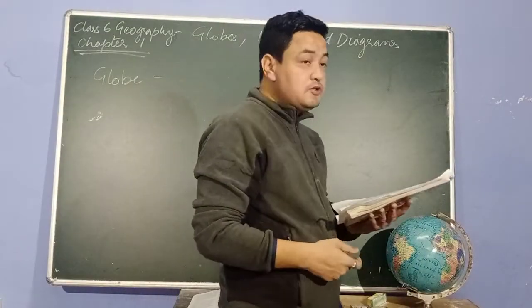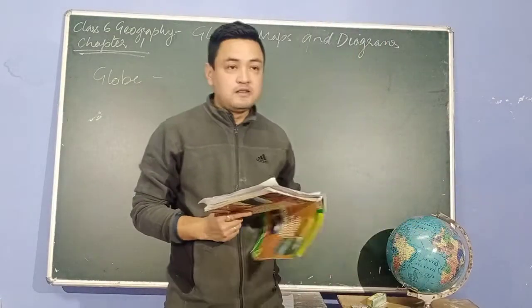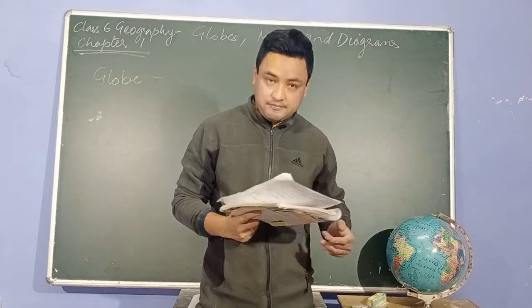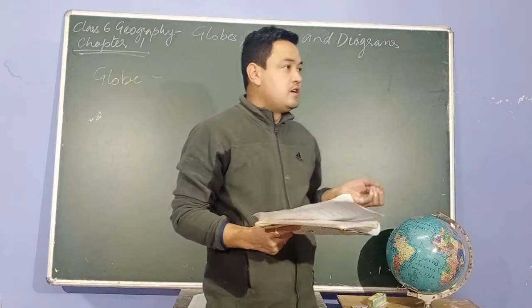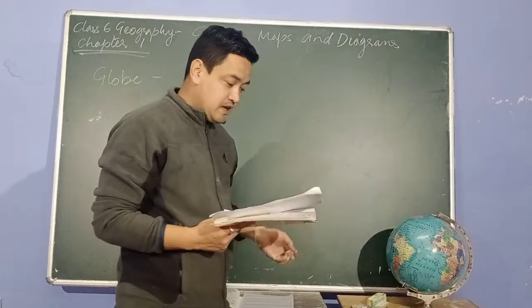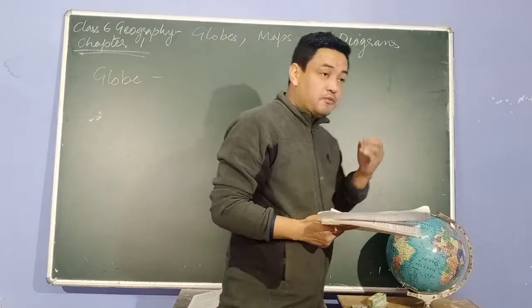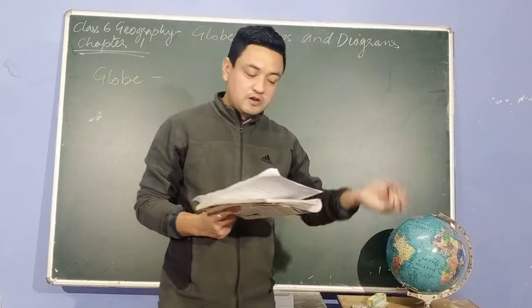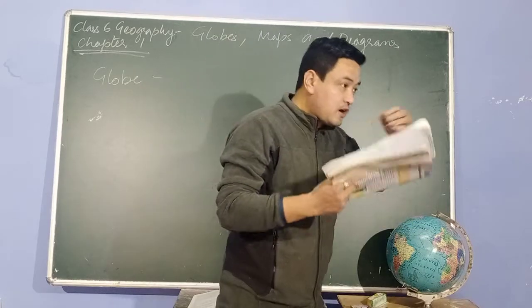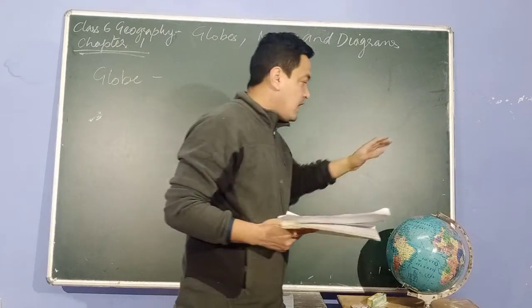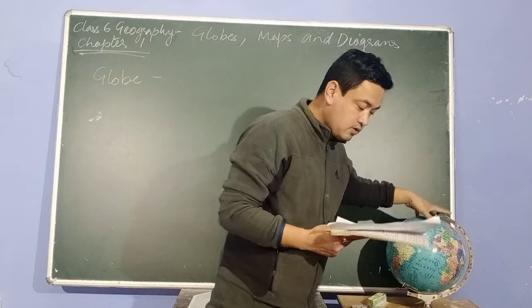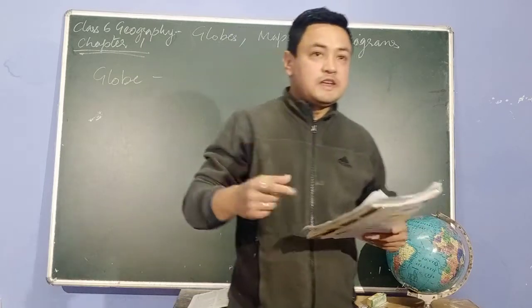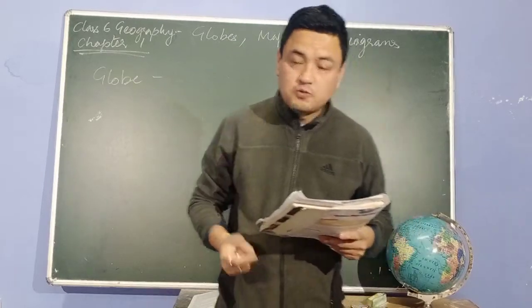As you know, the earth is spherical in shape, or geoid in shape, and the most suitable way to represent the earth, as a complete picture, is through the globe. So, earth as a whole is shown on a globe. So, what is a globe?